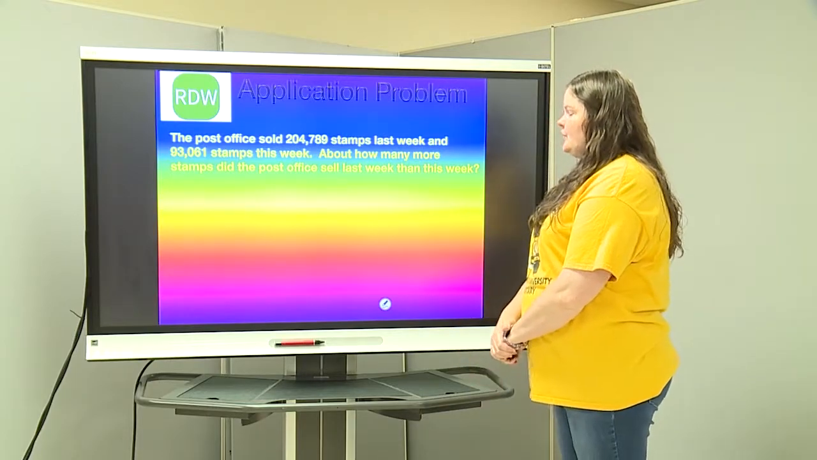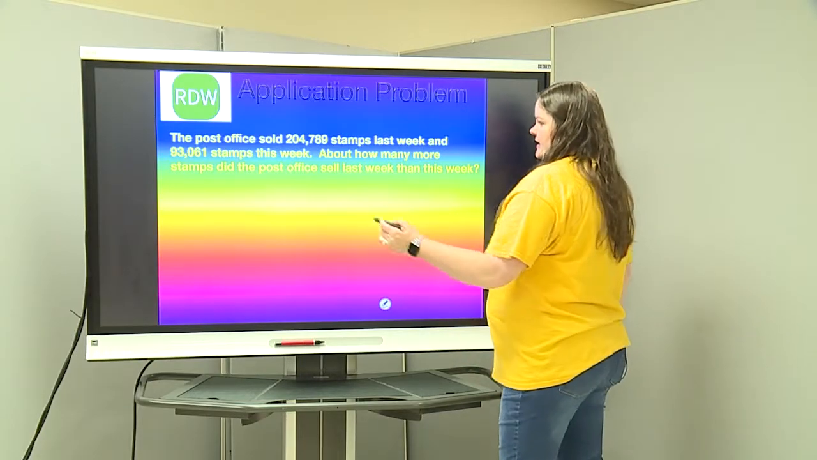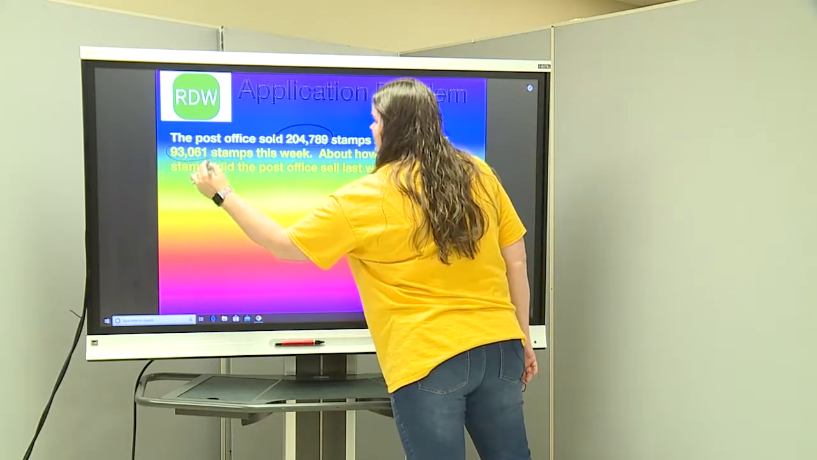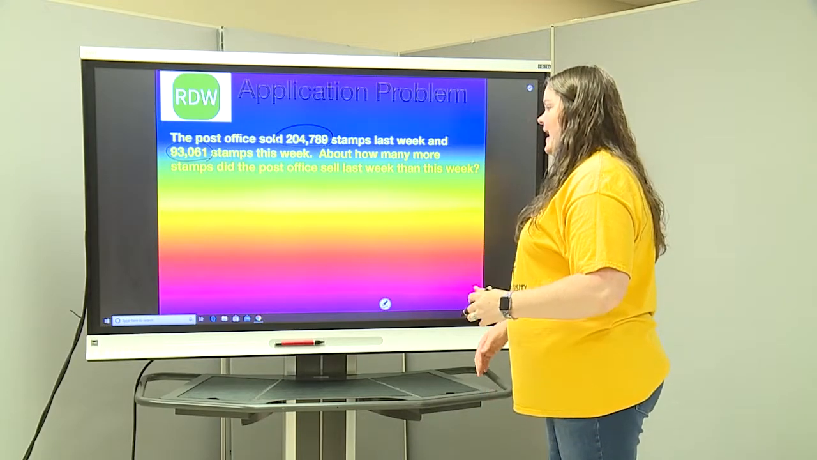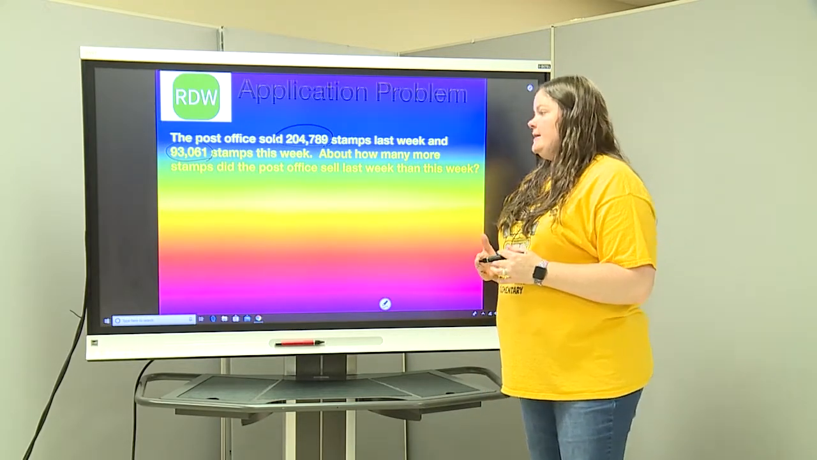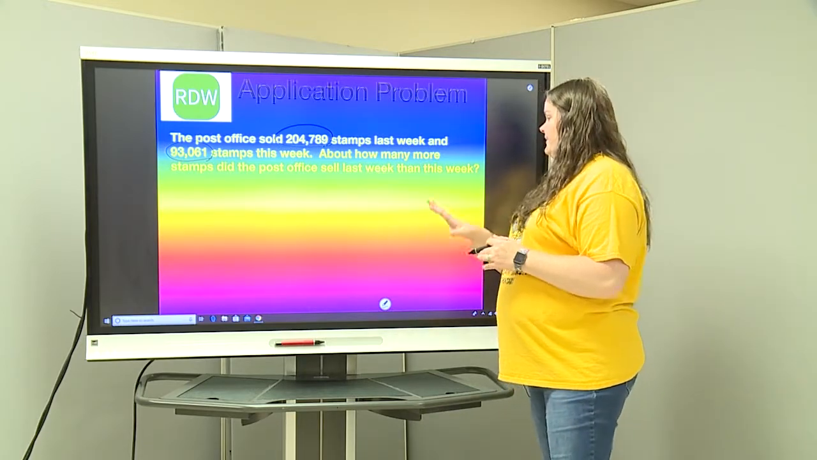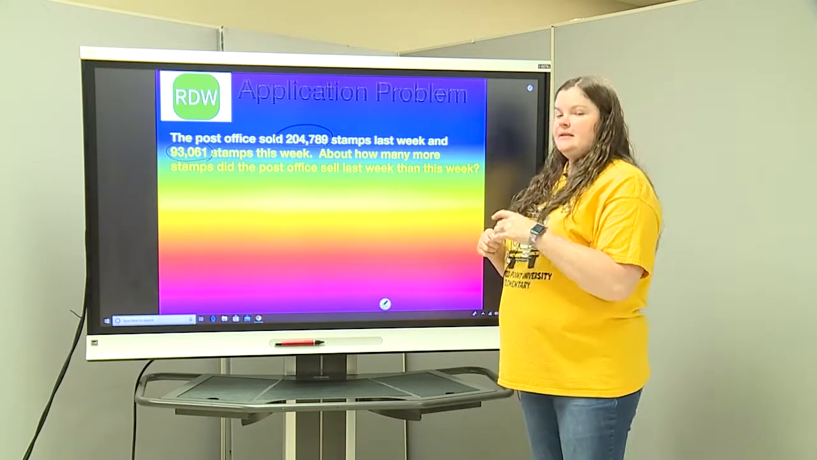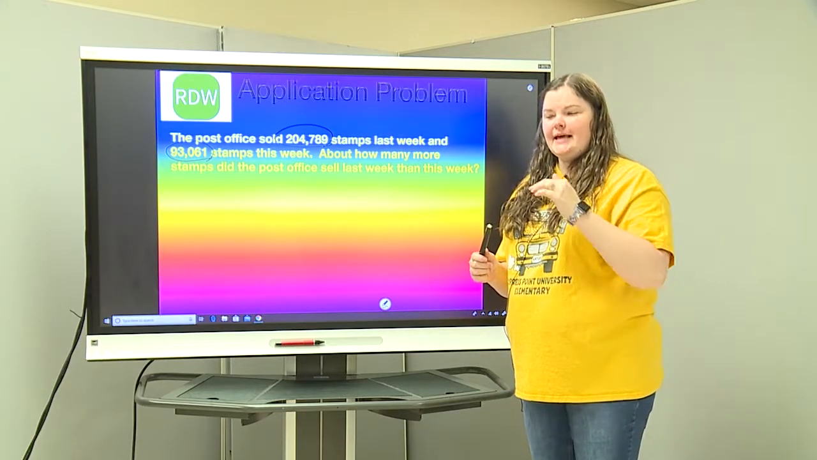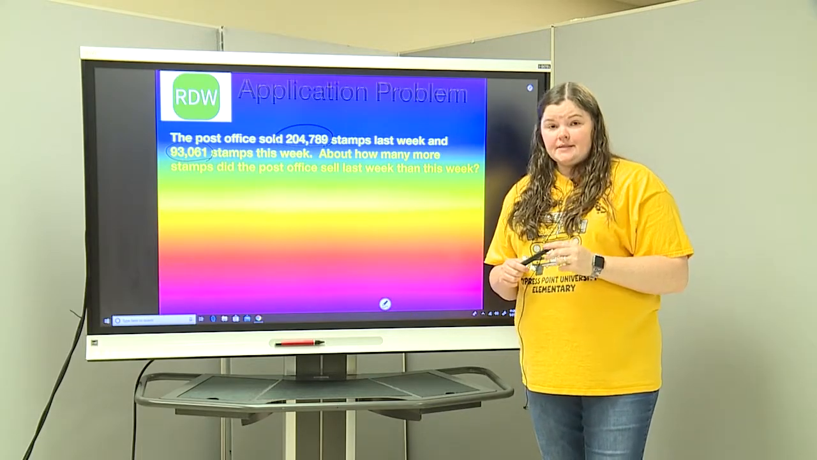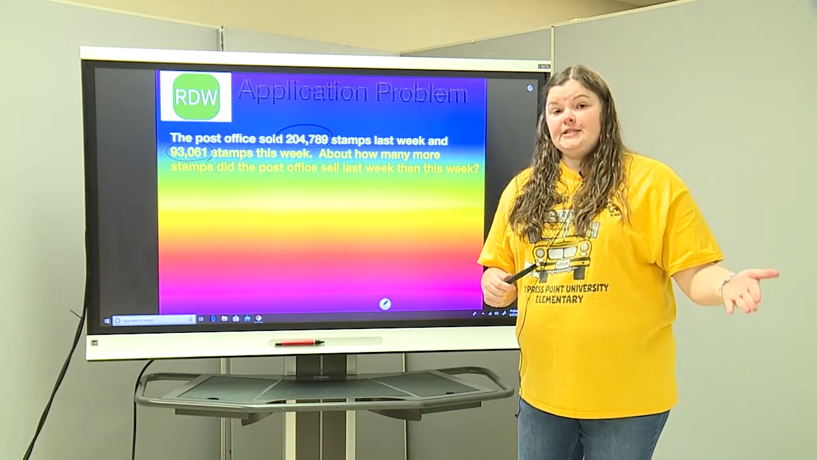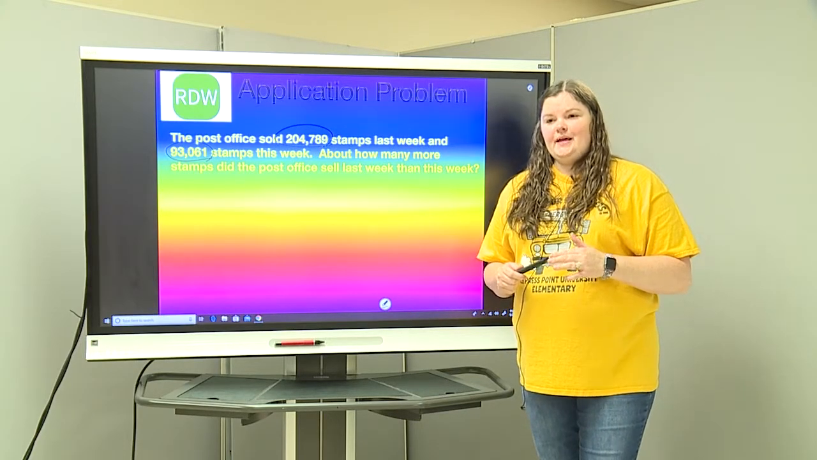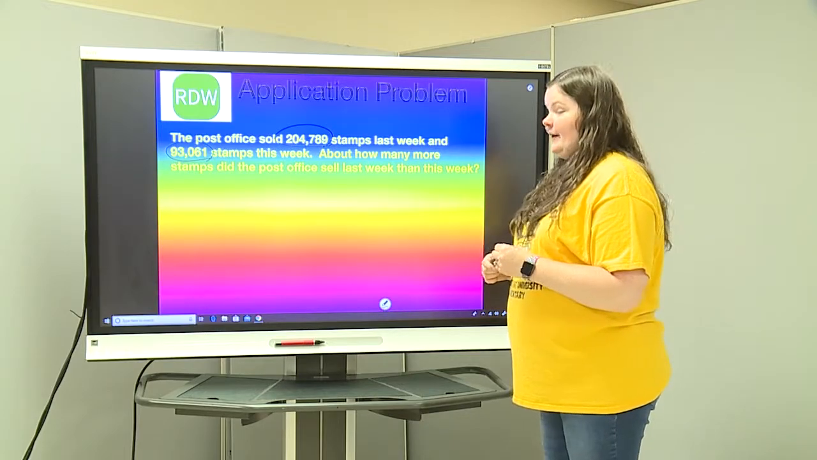The post office sold 204,789 stamps last week and 93,061 stamps this week. About how many more stamps did the post office sell last week than this week? So that particular question, about how many more, has two key things in that. The word about lets us know that we're going to be rounding or using estimation, and then those keywords, how many more, tell us that we're doing subtraction. All right, so let's go ahead and get started.